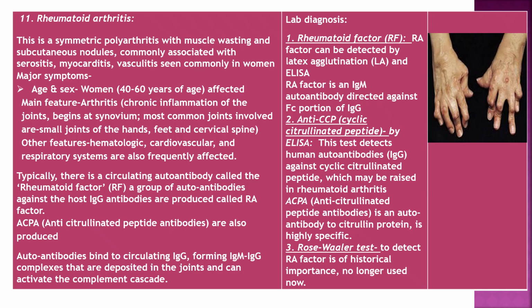Lab diagnosis: rheumatoid factor. RA factor can be detected by latex test or ELISA. RA factor is an IgM autoantibody directed against the Fc portion of IgG. Anti-CCP, cyclic citrullinated peptide, by ELISA. This test detects human IgG autoantibodies against cyclic citrullinated peptide, which can be raised in rheumatoid arthritis. ACPA, anti-citrullinated peptide antibody, is an autoantibody to citrullinated protein and is highly specific. The Rose-Waller test to detect RA factor is of historical importance and is no longer used now.